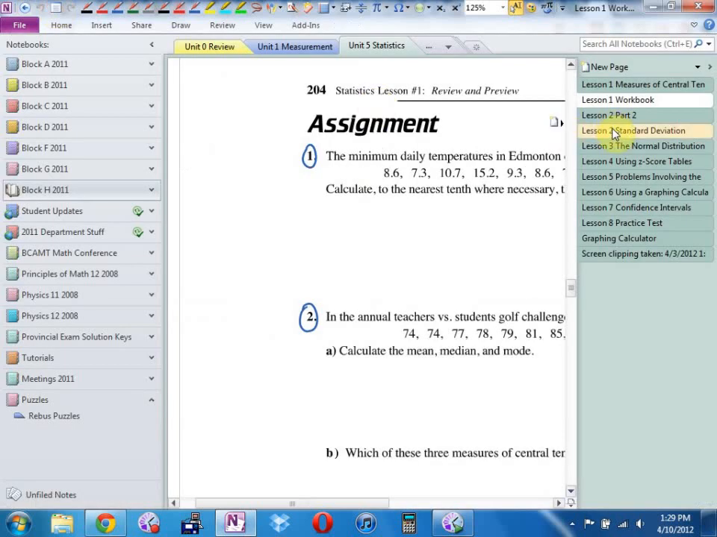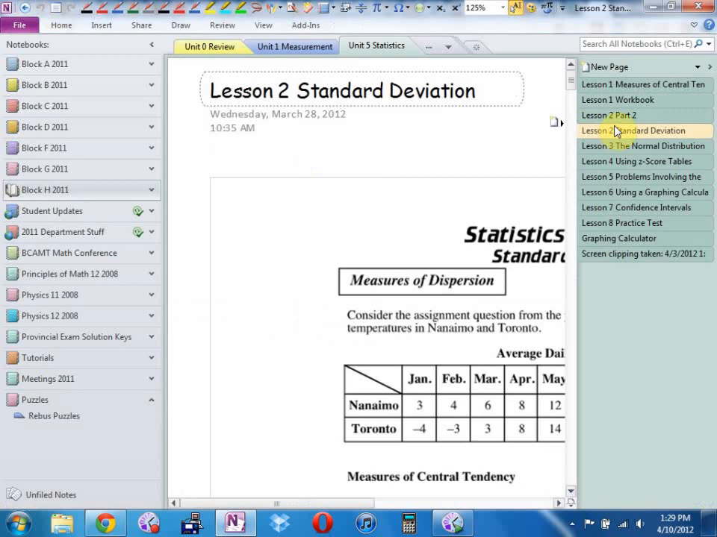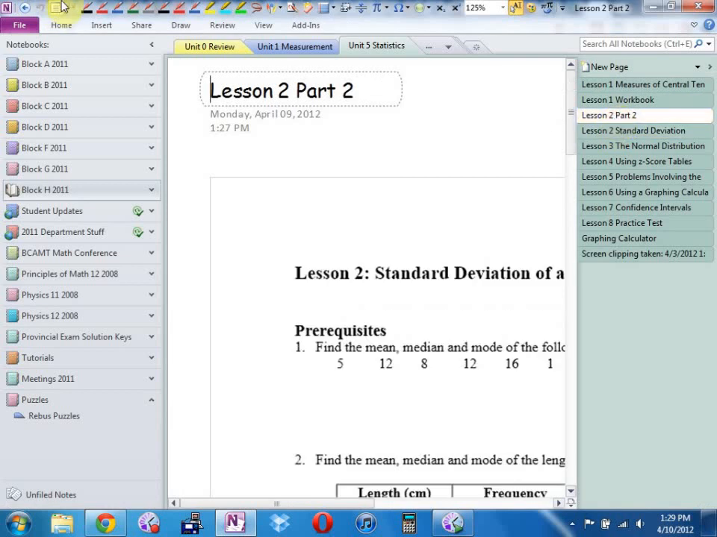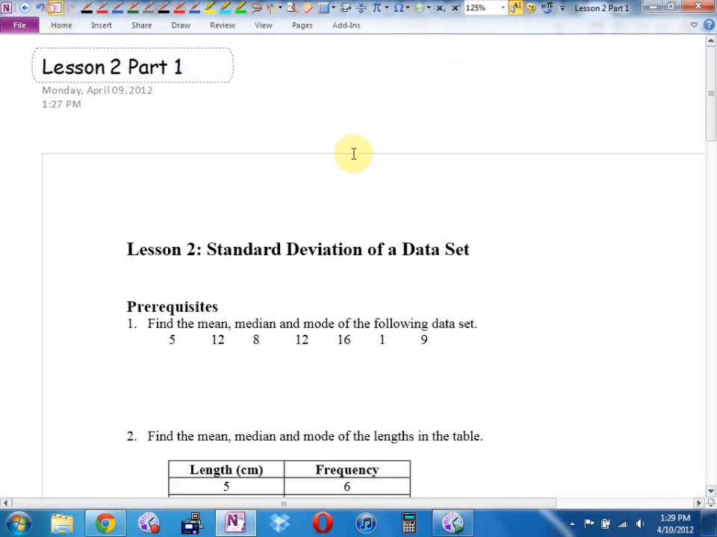Lesson 2. The standard deviation. Probably the key idea of this whole unit. And this is where we're going to start out doing these by hand.